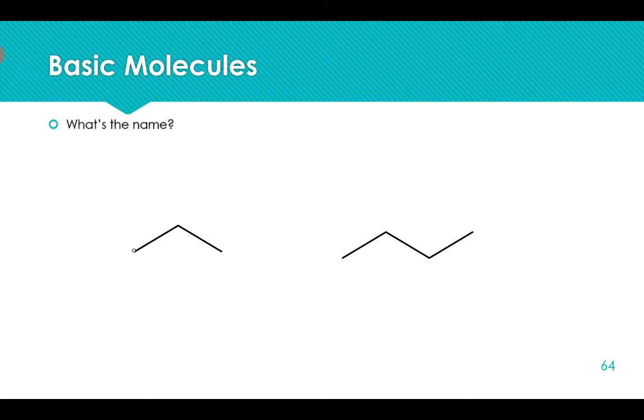All right, this first one has 3 carbons to it. So meth, eth, prop, that's prop. Parent chain is 3 long, that's prop. All single bonded, that's ane. Propane. Great for grilling. This one is 4 carbons long. 1, 2, 3, 4. And so that is but, and that's butane.